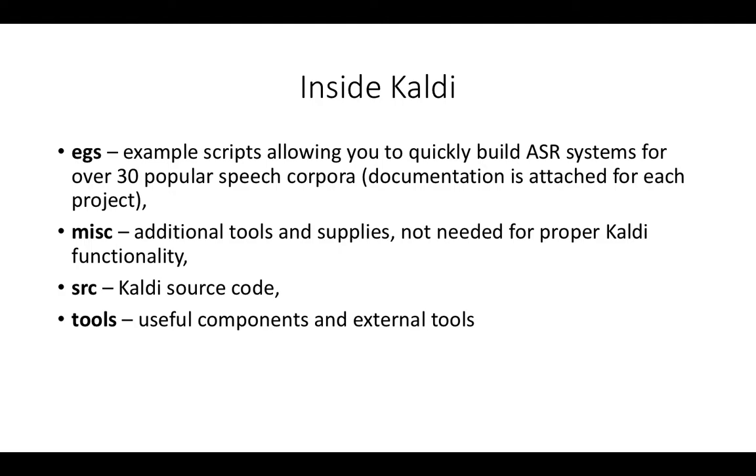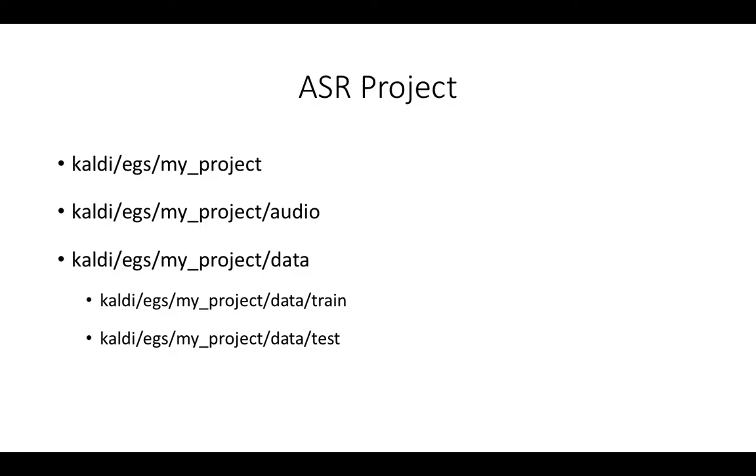Okay. So, next, now we want to create our own recipe for Kaldi using a very small, tiny data set. So, first create a project in the egs directory, and then in the project create an audio directory and a data directory. Once the audio and data directories are created, then create a train and test directory in the data directory.